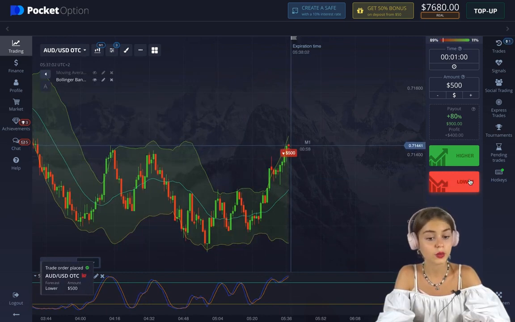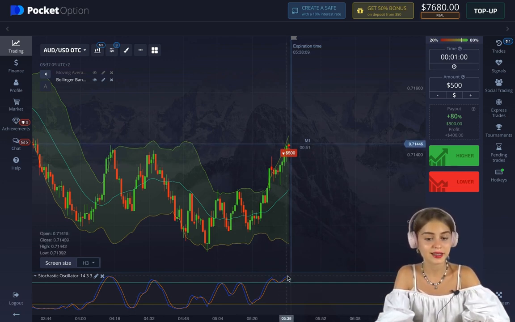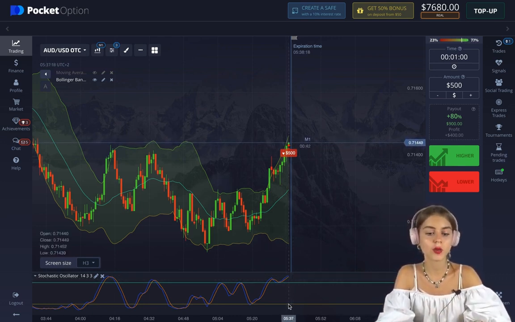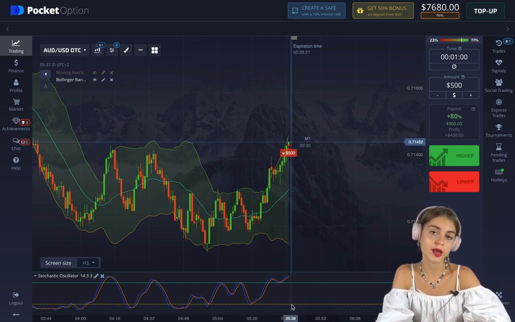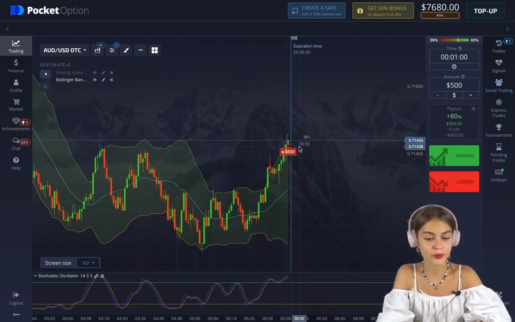Let's open one deal with lower here. There are 2 signals to do that. Let's see. Firstly, it's the stochastic indicator. I remind you that everything higher than 80% is an overbought zone, so we open deals with lower. And everything lower than 20% is an oversold zone, and we open deals with higher. Now we've opened the deal with lower because our indicator is at the 90% level, which is really strong.